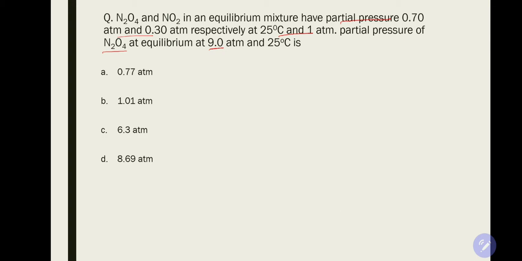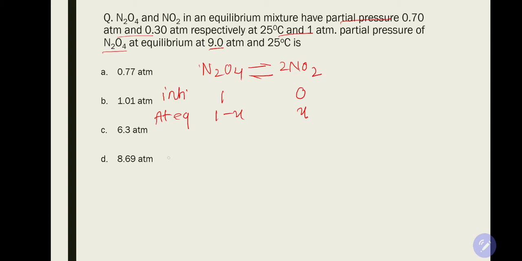Now how to solve this question? Let us take the equation given to you, N2O4 gives 2NO2. What is the initial number of moles over here? Initially it is 1, and 0 for NO2. Now at equilibrium, let the decrease in the number of moles be X. So at equilibrium it is 1 minus X, and 2X.